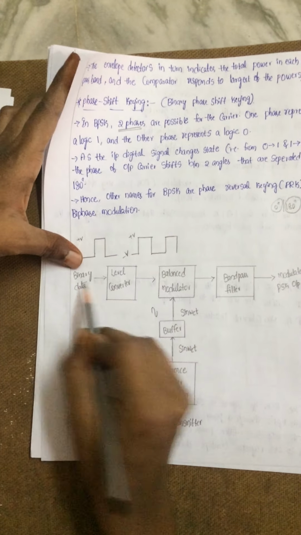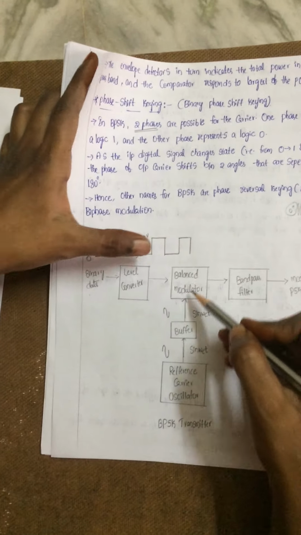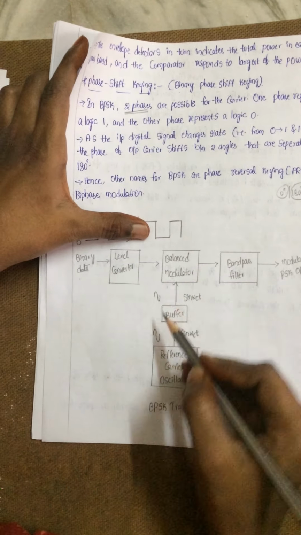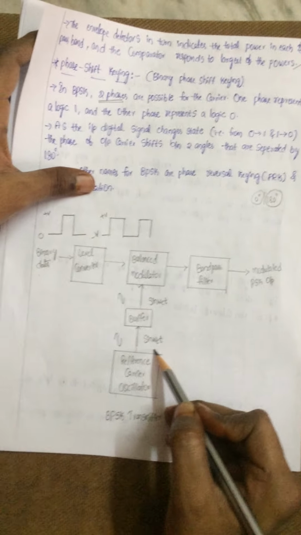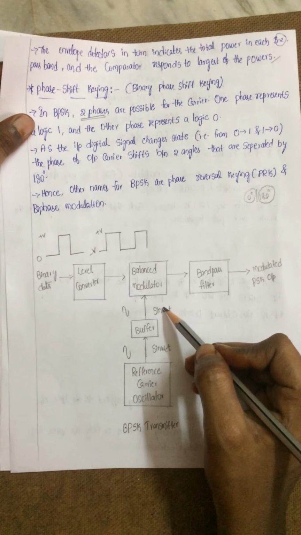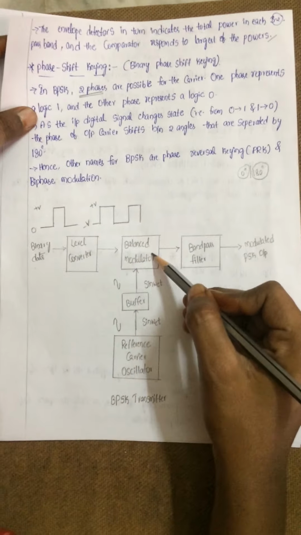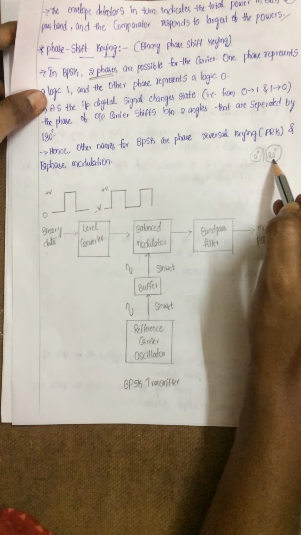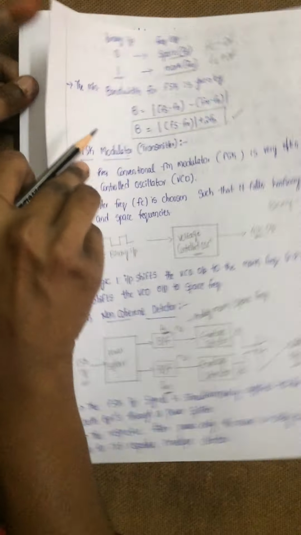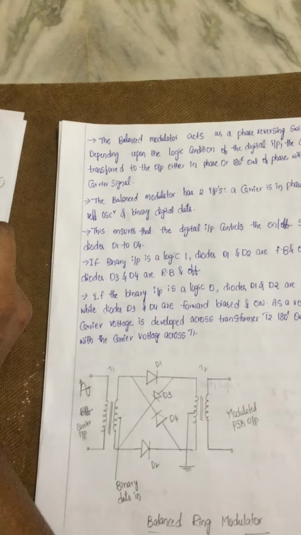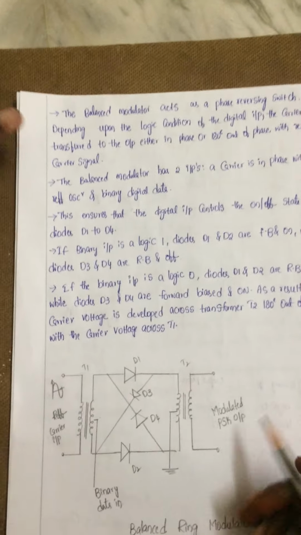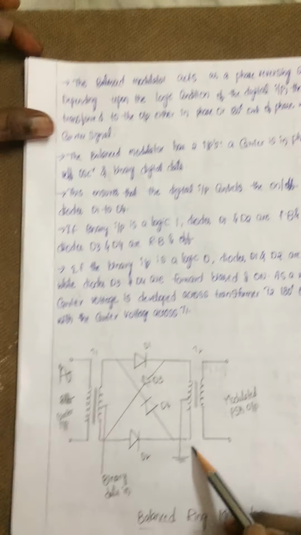Next, the message signal and carrier signal both are given to this balanced modulator. Here buffer means nothing. Whatever input is coming has to be sent here without any loss. That's why we are keeping here a buffer. Next, that balanced modulator will generate these two phases. How, we'll see now. This is the basic block diagram of a balanced modulator.